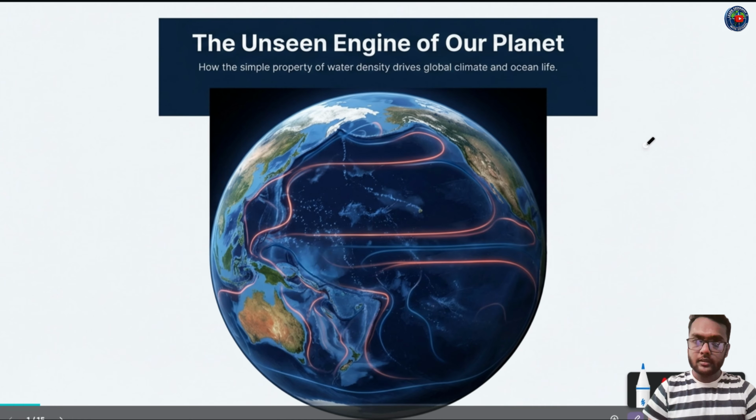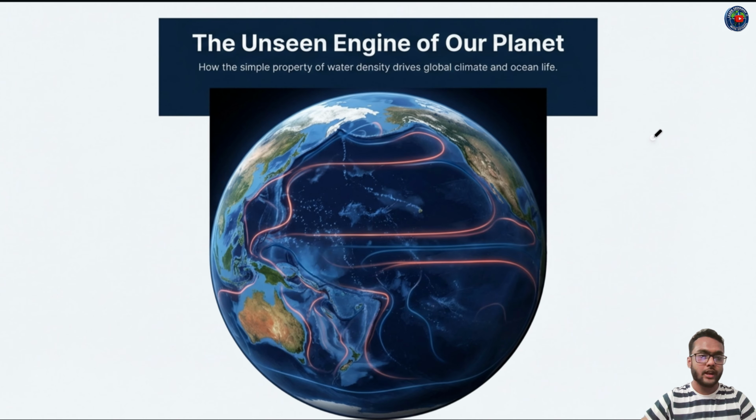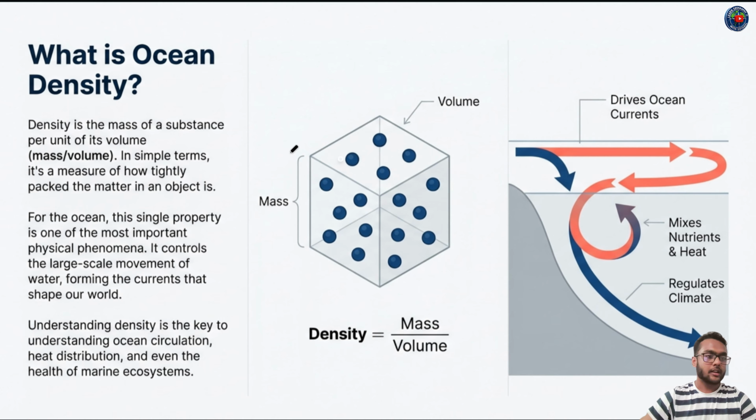Good morning, everyone. In this class, we are going to discuss ocean density. Okay. Now, what is ocean density? Density is the mass of a substance per unit of its volume. That is mass per unit volume. In simple terms, it's a measure of how tightly packed the matter in an object is.